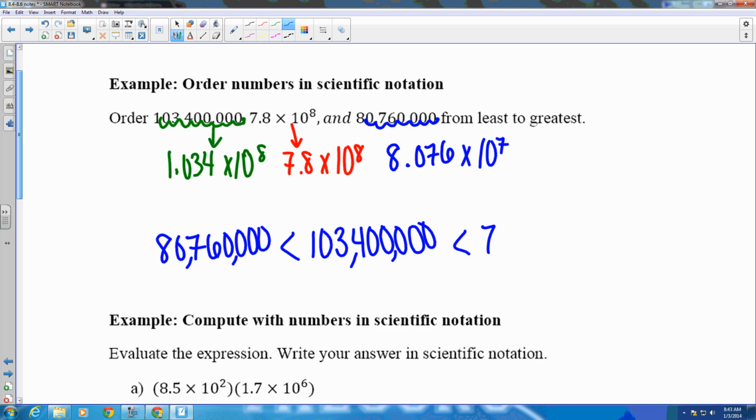And then the 7.8 times 10 to the 8th is the biggest one. Okay, so that's what you want to do when you're ordering numbers from least to greatest: you want to put them in scientific notation, because it's easier to compare when they're all in the same form.